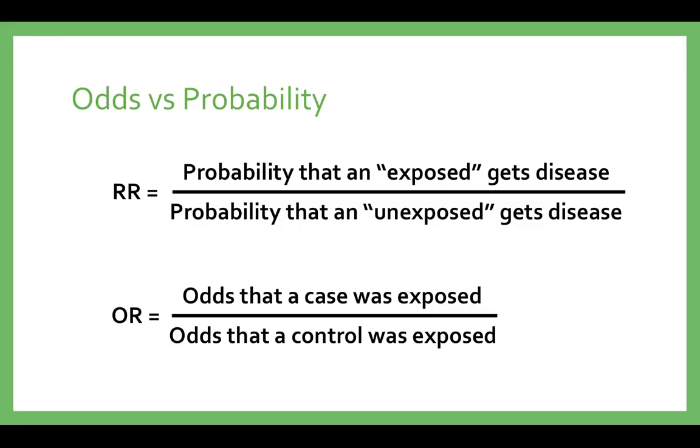So thinking in terms of odds and probability, the relative risk is the probability that an exposed person gets disease divided by the probability that an unexposed person gets the disease. The odds ratio is the odds that a case, or person with disease, was exposed divided by the odds that a control, or person without disease, was exposed. Remember that even though you can mathematically convert between odds and probability, it is never okay to calculate a relative risk from case-control study data.